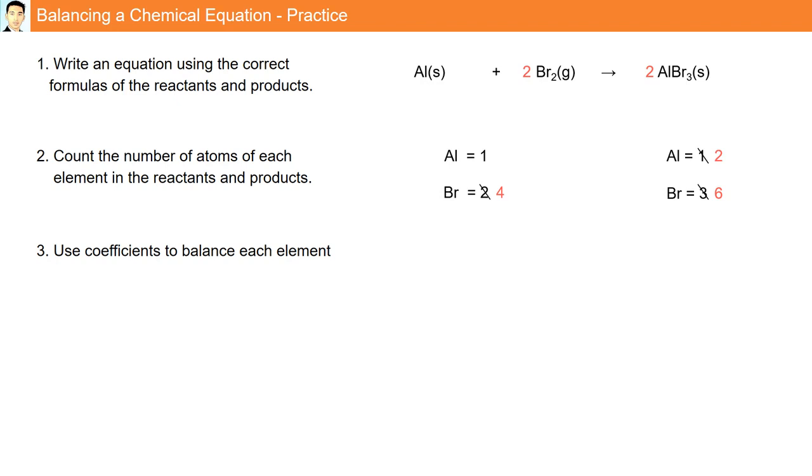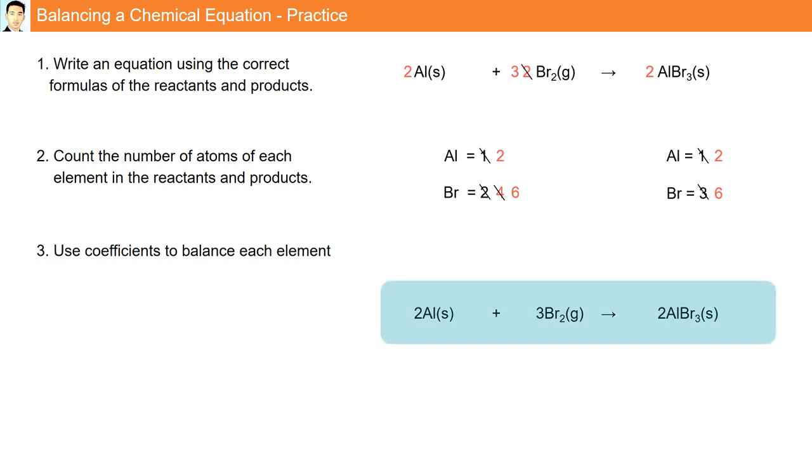Now we have 6 bromine on the product side, while on the reactant side we only have 4. Coming back to the reactant side, we change the 2 to 3. Now we have 6 atoms of bromine. Additionally, we also observe that for aluminum, there are 2 atoms on the product side, while there's only 1 atom on the reactant side. So if we add a coefficient of 2 in front of the aluminum on the reactant side, we have an equal amount of atoms on the reactant and product side. So our formula is 2Al plus 3Br2 producing 2AlBr3.